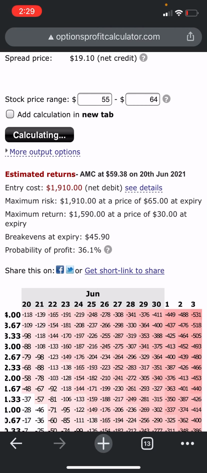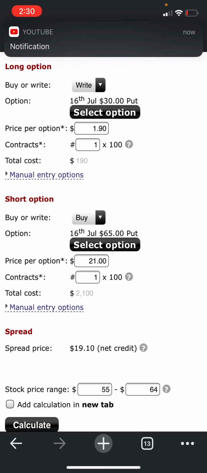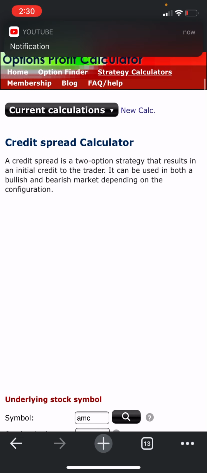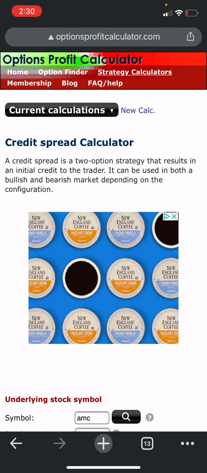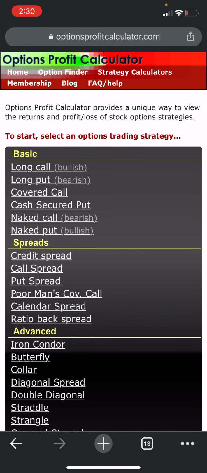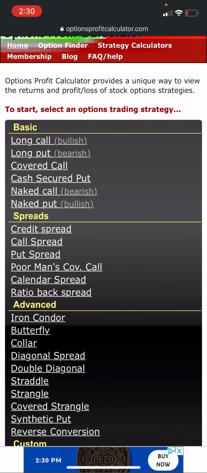It says net credit, but that's because I put it on a short option. If I were to actually change this, let me, how do I go back here? Go back to home. And let's say I were to do the put spread again, right?